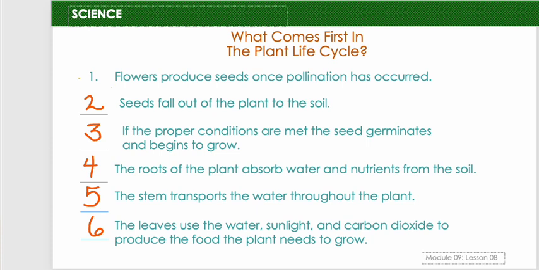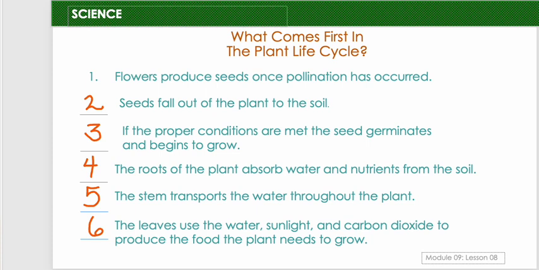If we were to put them in order, number 1, the flowers produce the seeds once the pollination has occurred. Then the seeds fall out of the plant to the soil. If the proper conditions are met, then the seed germinates and begins to grow. The roots of the plant absorb the water and the nutrients from the soil. The stem transports the water through the plant, and then the leaves use the water, the sunlight, and carbon dioxide to produce the food that plants need to grow.